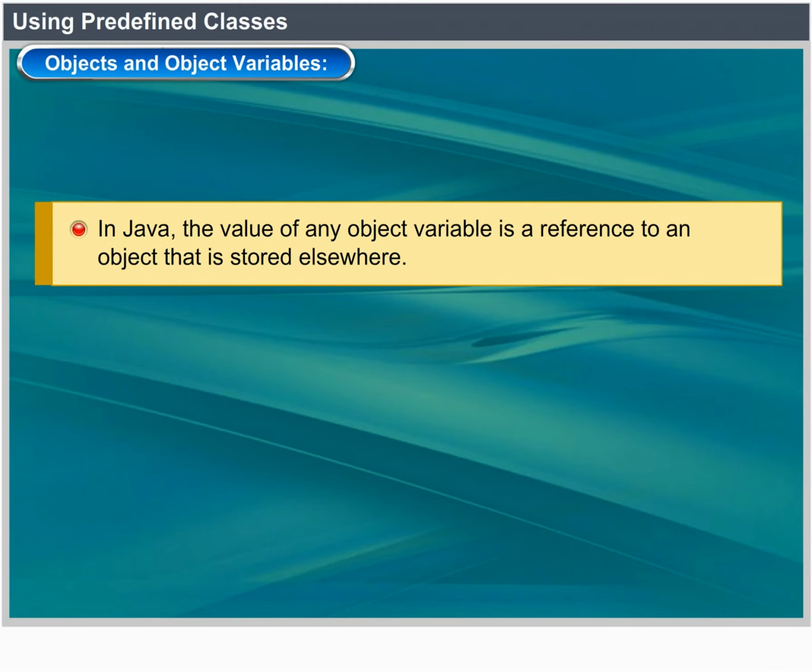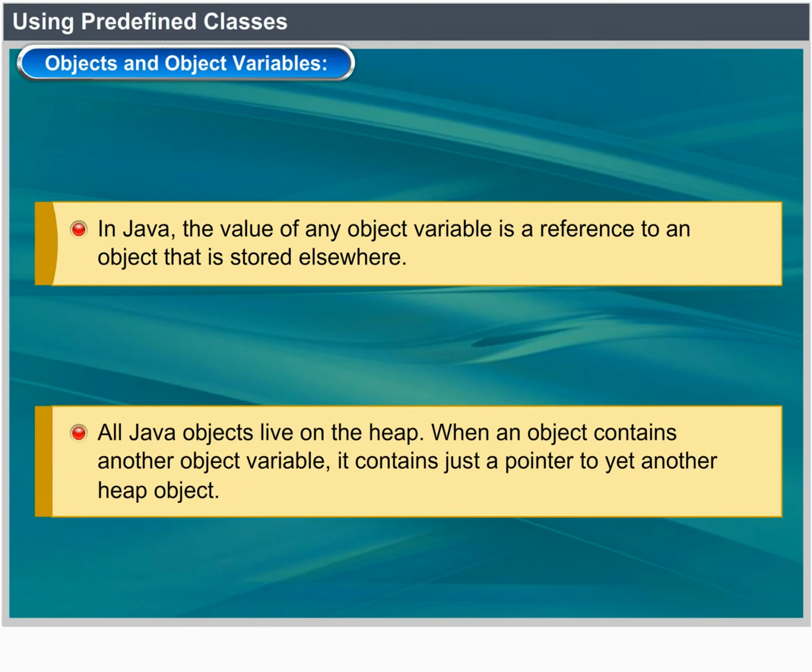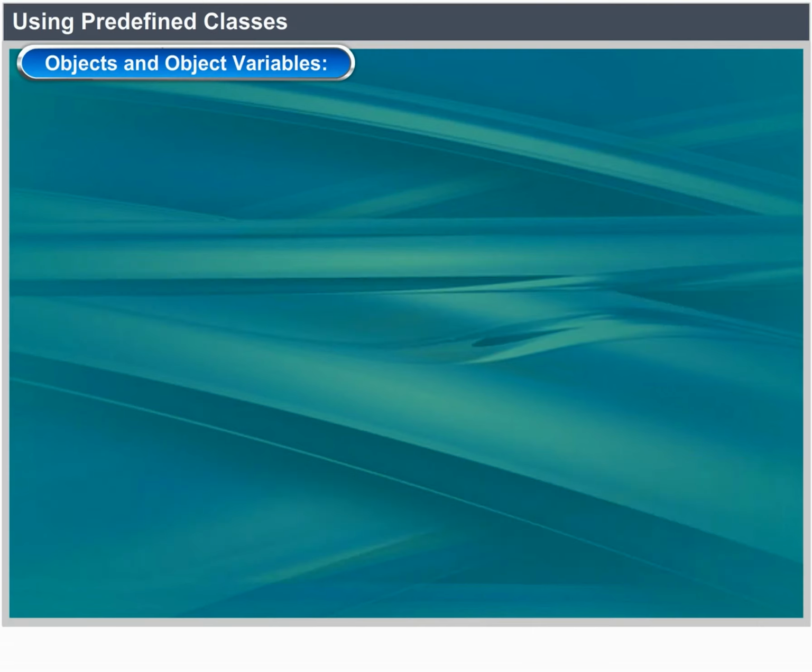In Java, the value of any object variable is a reference to an object that is stored elsewhere. All Java objects live on the heap. When an object contains another object variable, it contains just a pointer to yet another heap object.